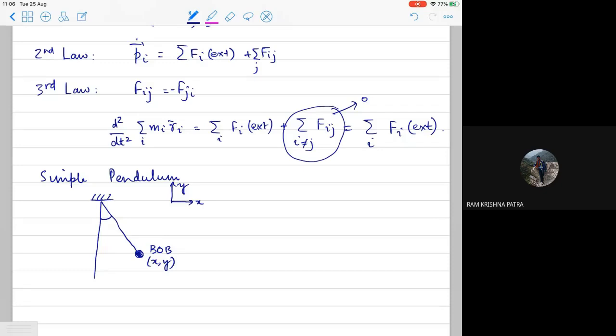So if you specify the x and the y coordinates of the system, and in principle, if you solve Newton's law and figure out x as a function of t and y as a function of t, then you have actually solved the problem. But the problem is more complicated than it actually looks, and in some sense it can be further simplified.